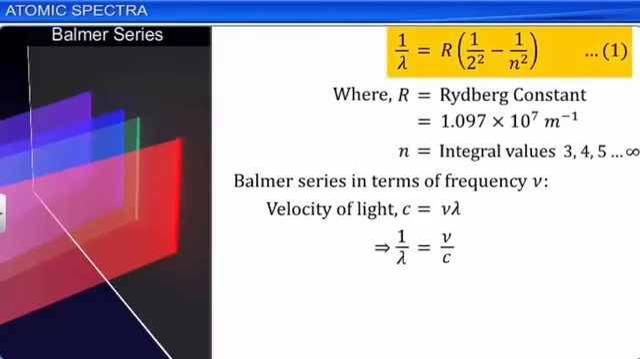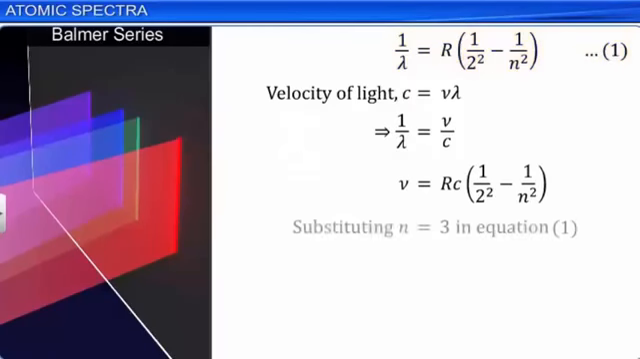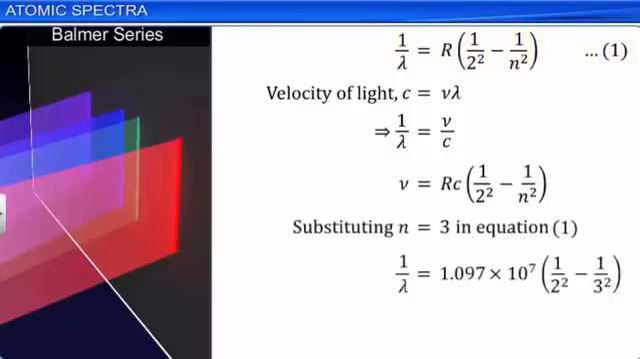Substituting n equal to 3 in equation 1, we get 1 by lambda is equal to 1.097 into 10 raised to the power 7 into 1 by 2 squared minus 1 by 3 squared. This is equal to 1.522 into 10 raised to the power 6.